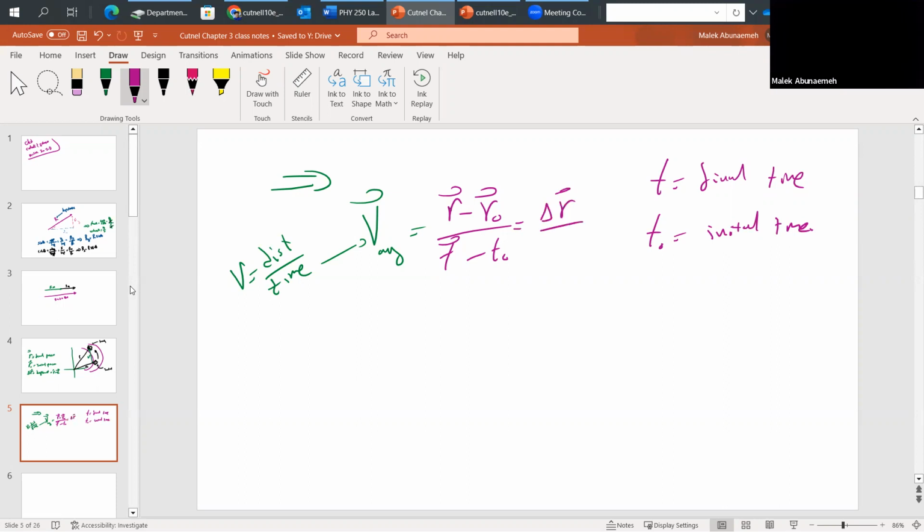Change of R over your change of time. Now notice we do not have our little arrow on top of the time because time is a scalar, not a vector.